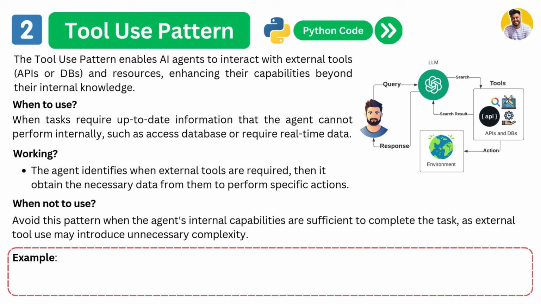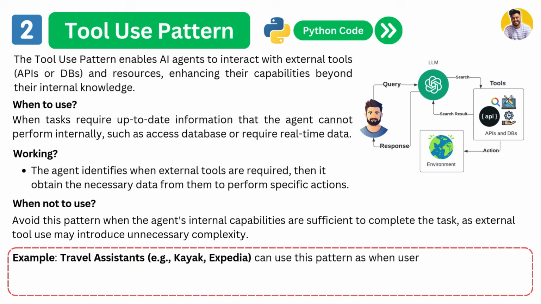Okay, and the best example for this pattern is a travel assistant that can use this tool use pattern, where the user can ask for flight details, best hotels, and the prices of the hotels as well.